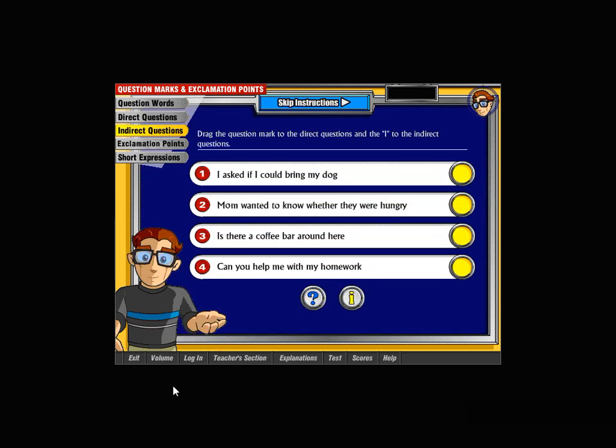To see if you've grasped this distinction between direct and indirect questions, try this. Drag the question mark to the direct questions and the I to the indirect questions. When you're finished, click Done.